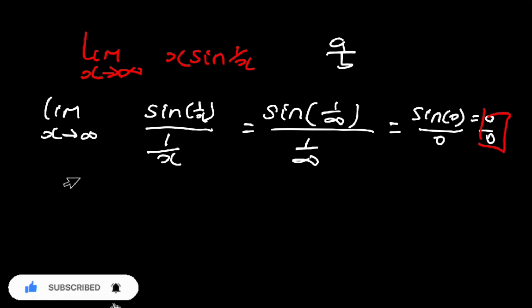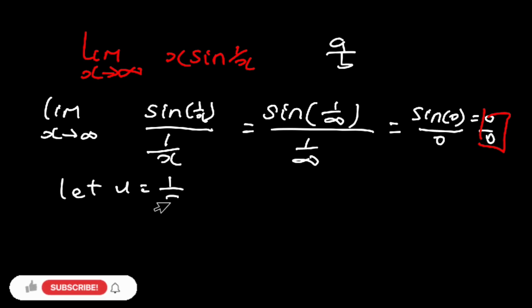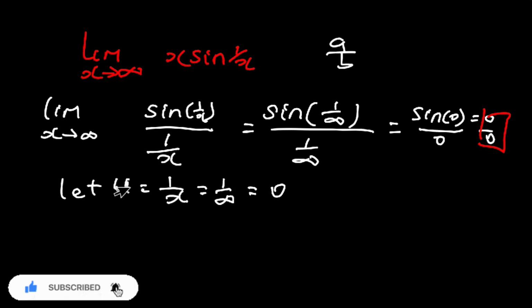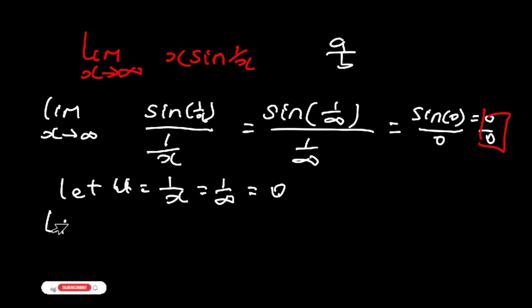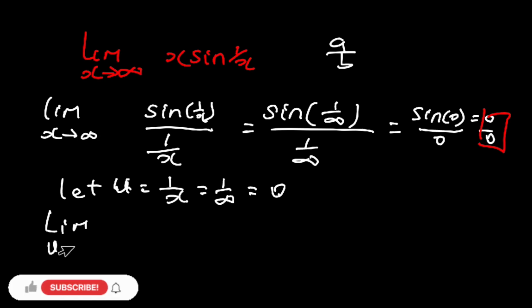So let's make an assumption, right? Let u equal 1 over x. Now, if you plug in infinity here, you get 1 over infinity, which translates to 0. So invariably, our u is equal to 0. So we're going to write this question as limit as u tends to 0. Remember, we are now dealing with u and not x again. Alright, so this is sine 1 over x, which is sine u, over u.